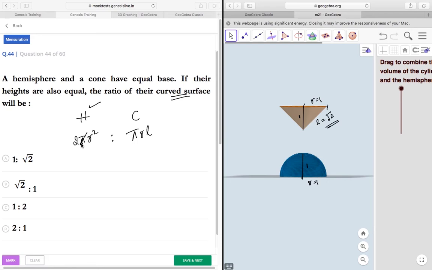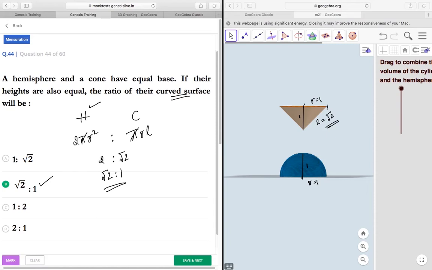We'll substitute here, pi and pi get cancelled. You have r is equal to 1, so 2 is 2, r is 1, what is L? Root 2. So your answer is root 2 is to 1, option B.